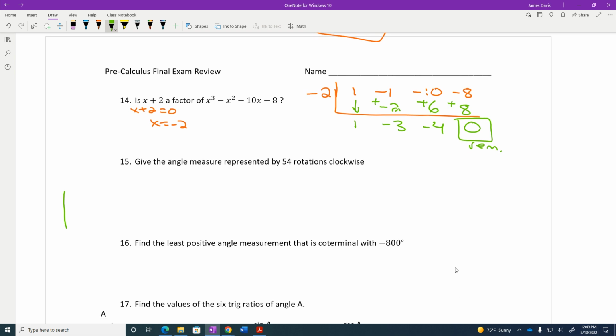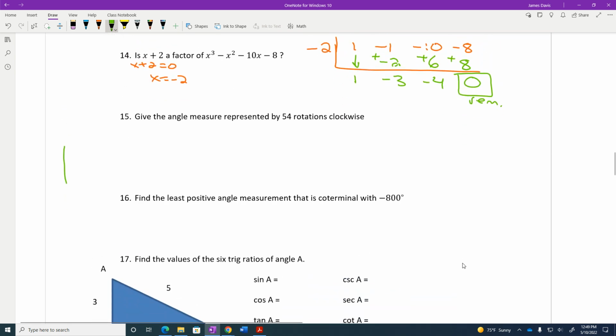Okay, next one. We're switching to angles now. Give the angle measured by 54 rotations clockwise. So basically what you got going on is start here and you go around 54 times. What angle would that be? Okay, almost right. So you did 54 times 360, right? Each revolution is 360 degrees. So if you do that in your calculator, 54 times 360, you get 19,440.